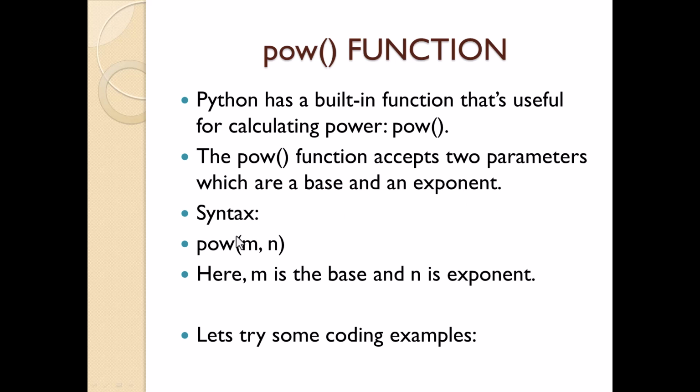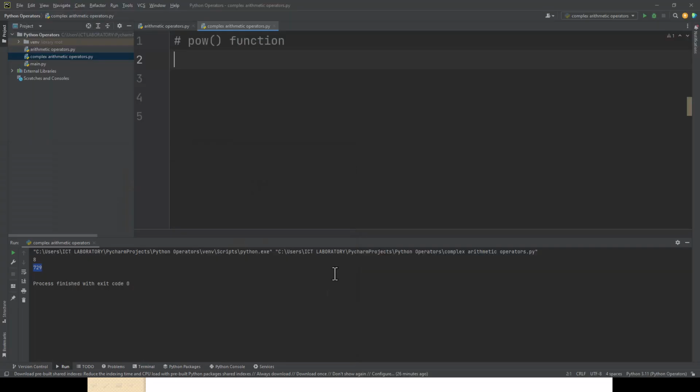So let's look at the syntax here. This is how it is. You type pow and you declare the two parameters, more like variables. So m will now be the base and n will be the power. So here m is the base and n is the exponent. So let's try some code and see how it works.